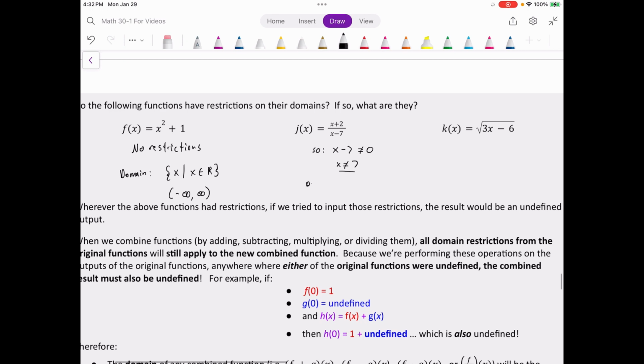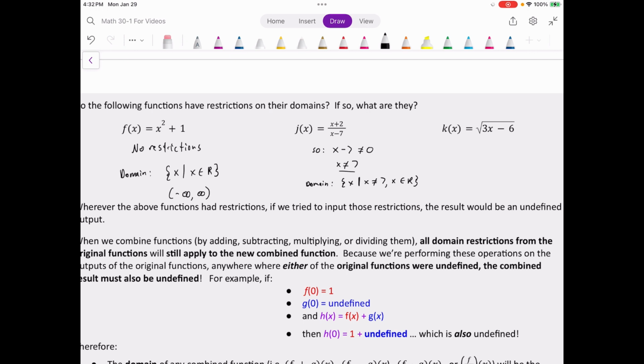So what would our domain be? Well, the set of all x's such that x does not equal 7. There's really only one rule here. Other than that, it can be any real number. If you wanted to, you could say x is less than 7 or x is greater than 7, but it's a little quicker just to say x does not equal 7. Other than that, it can be any real number.